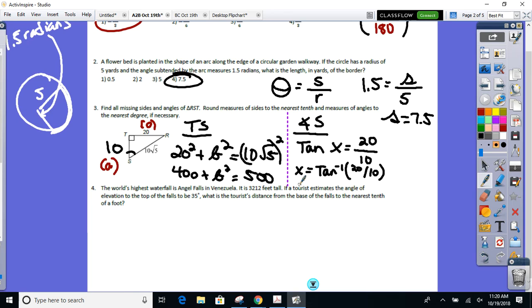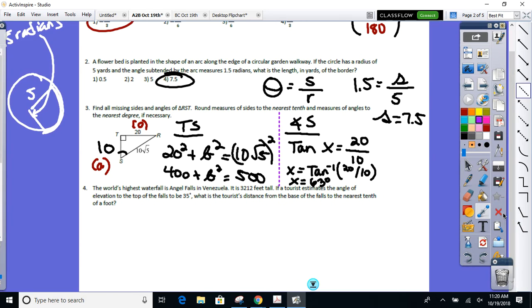Anytime using sine, cosine, and tangent, anytime you use one of those three to find an angle, not a side, to find an angle, you got to do your inverse button. And it's asking me to round degree measures to the nearest degree, so I'm looking at 63 degrees. Yep.